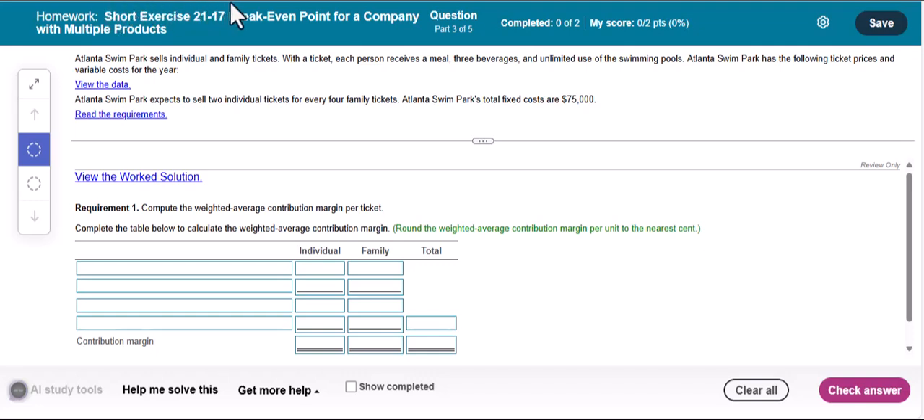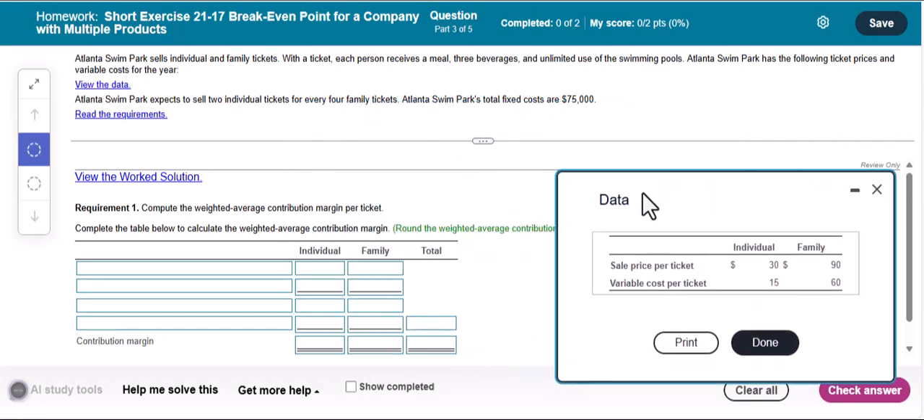Short exercise 21-17, break-even point for a company with multiple products. Atlanta Swim Park sells individual and family tickets. With a ticket, each person receives a meal, 3 beverages, and unlimited use of the swimming pools. Atlanta Swim Park has the following ticket prices and variable costs for the year. So we can view our data here.